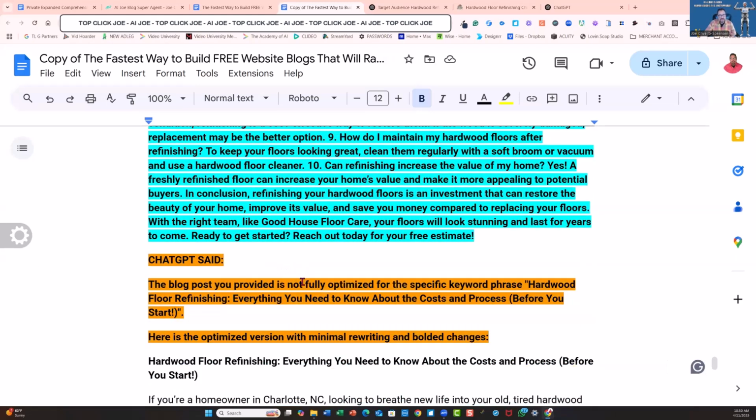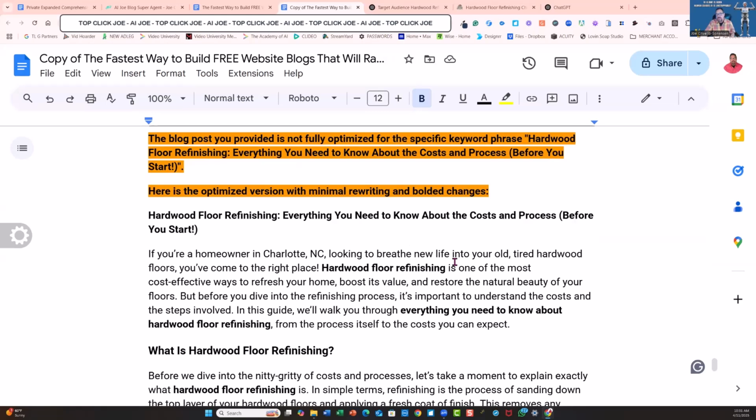The blog post you provided is not fully optimized for the specific keyword phrase, hardwood floor finishing, everything you need to know about the cost and process before you start. Here's an optimized version. Now I have an optimized version of the blog post, and this is what I'm going to use.